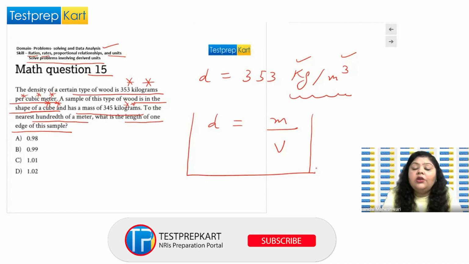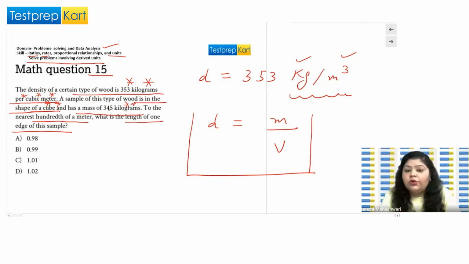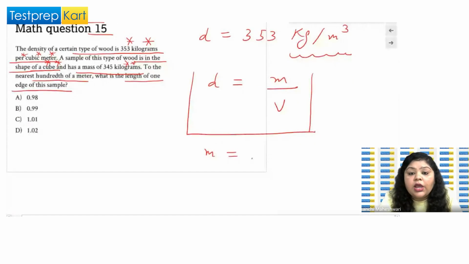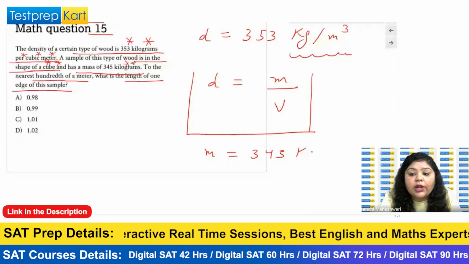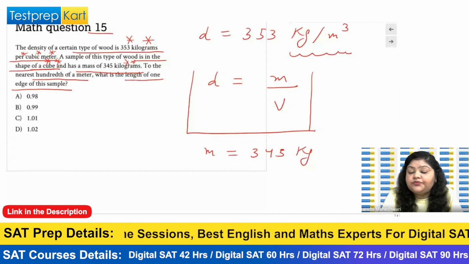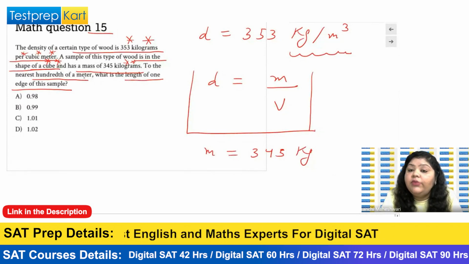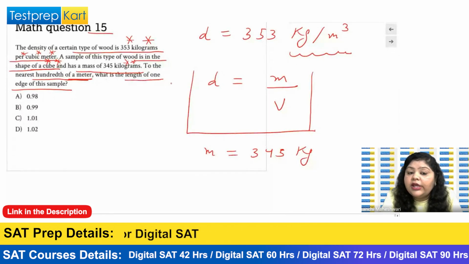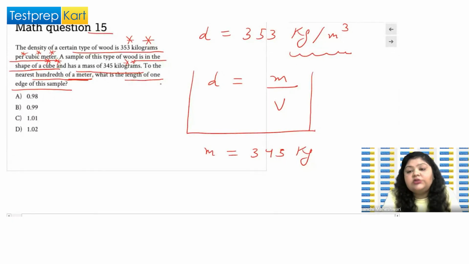Further, the question says a sample of this type of wood is in the shape of a cube. Cube means all of its sides are of the same length. And it has a mass of 345 kilogram. So for this question the value of m would be 345 kilogram. Now, to the nearest hundredth of a meter, so I have to find the answer in meters. What is the length of one edge of this sample? Now see how to proceed. First of all, I know the formula.